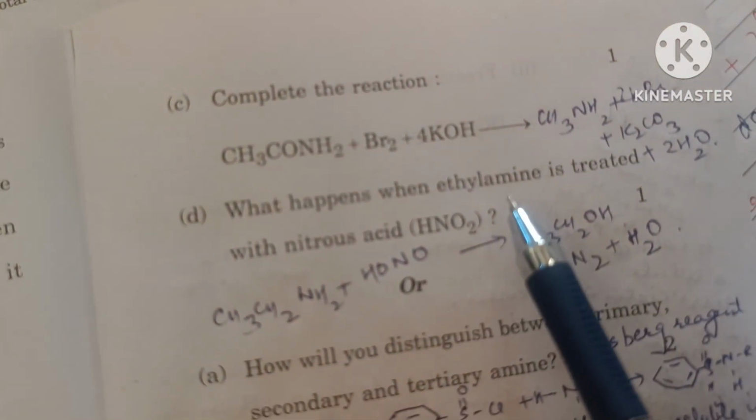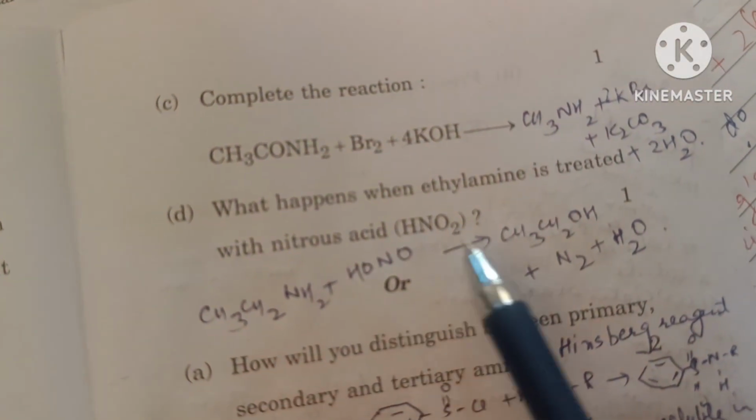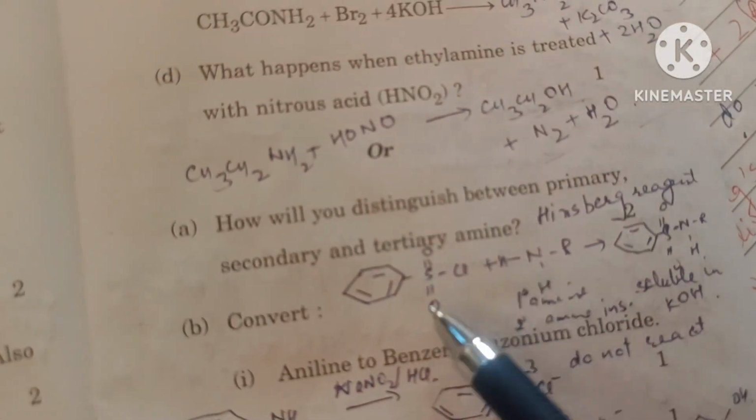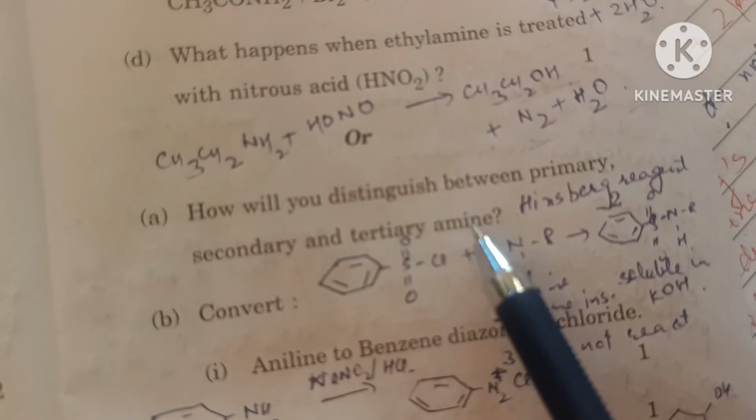What happens when ethylamine is treated with nitrous acid? So ethanol is formed along with nitrogen and water. How will you distinguish between primary, secondary and tertiary amine?